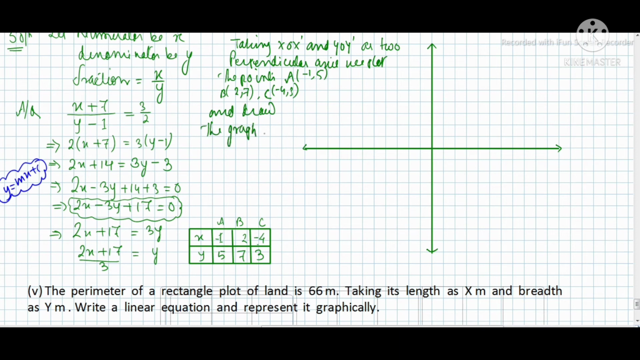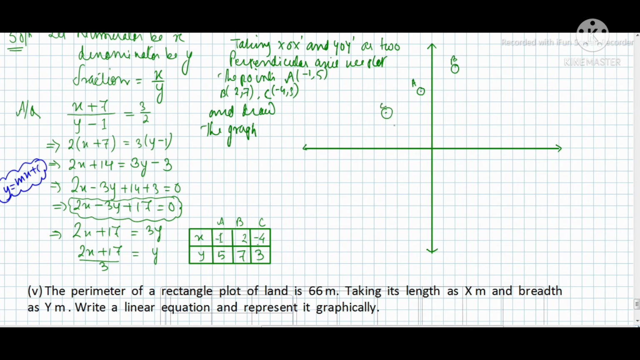Okay, now see, it is minus 1 comma 5. So minus 1 this way and 5 is on the upside. So it is 1 2 3 4 5, somewhere here it will be. So it is minus 1 comma 5, or it is point A. Then it is 2 comma 7. So 2, it is positive 2, and 7, 1 2 3 4 5 6 7, it will be here. So it is point B. Next minus 4 comma 3. So minus 4 means negative side, and 3, 1 2 3, it will be here. Okay, now this is C.